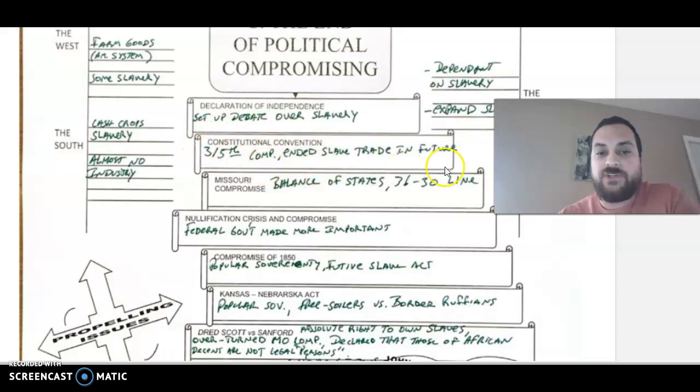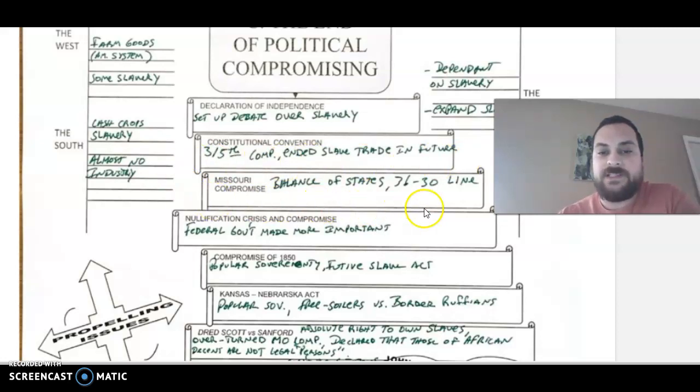The Constitutional Convention, the Three-Fifths Compromise, baked slavery right into the constitutional cake. But it does end the slave trade in the future. Remember, they were allowed to in the future end the slave trade, not slavery, but the buying and selling or the importation of human beings, which is an obvious contradiction. Why would you limit it at all if it's not a bad thing? So there is a recognition there that not everyone's 100% on board.